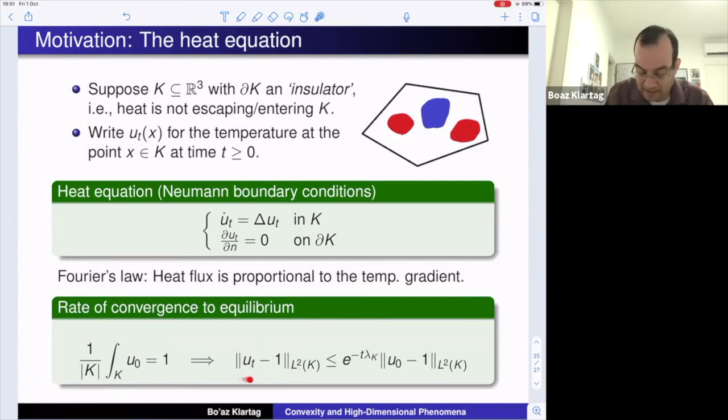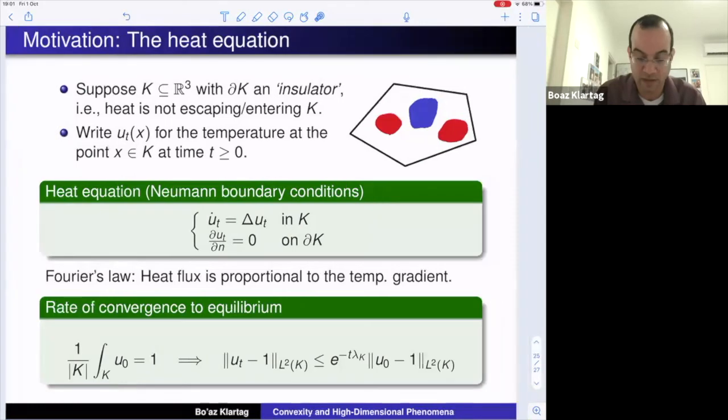And the L2 distance of u_t to the constant function decays exponentially with time. And 1 over lambda_k is the relaxation time. You need to weight 1 over lambda, 1 over the Poincare constant, to get a factor 2, let's say, and so on and so forth. So the Poincare constant gives you the conductance, the heat conductance of your domain.